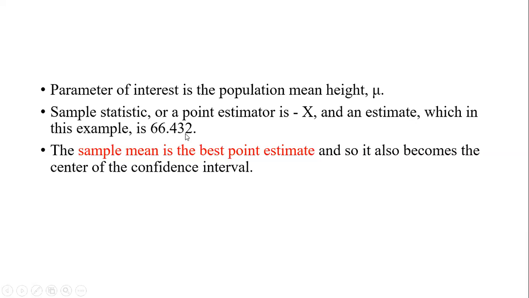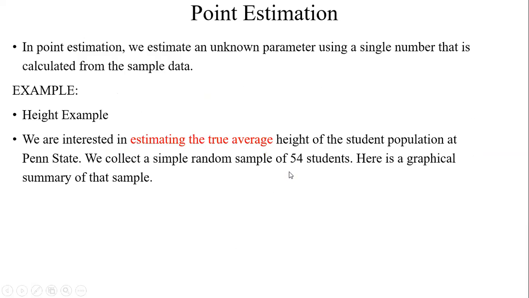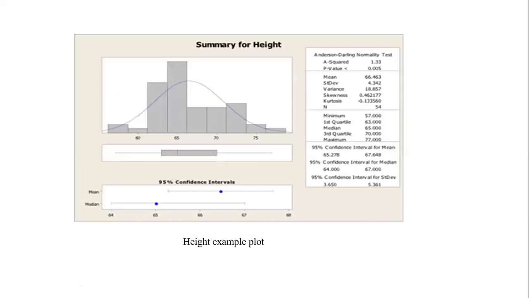66.43. So from here we can do inferencing, or we can generalize this result that the mean height of a student in this sample is 66.43. That is, we can predict that in the population also the mean parameter will be 66.43. So the sample mean is the best point estimator in this example. Normally a point estimator is one parameter. Here we take the population mean as the parameter.